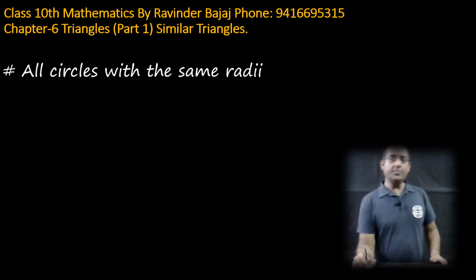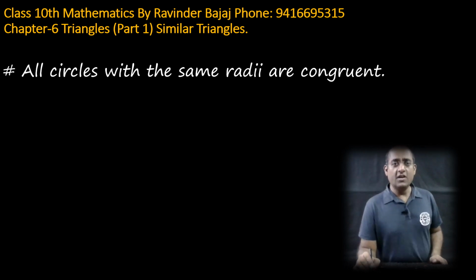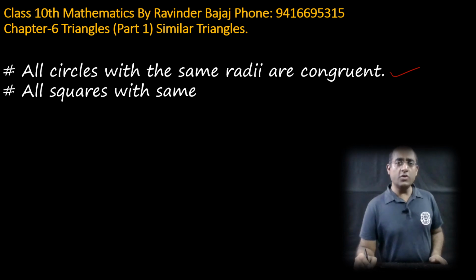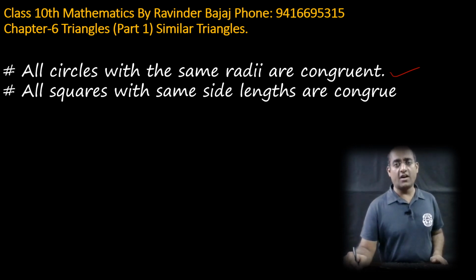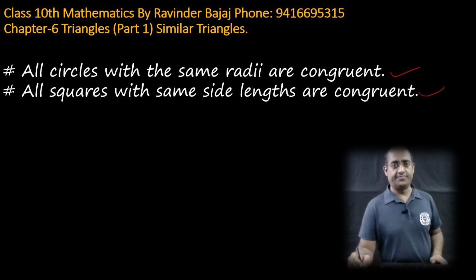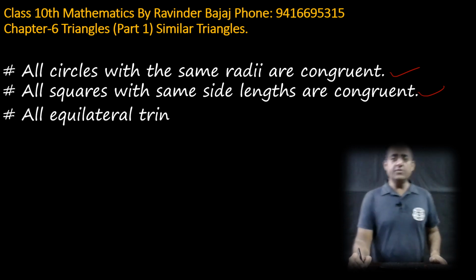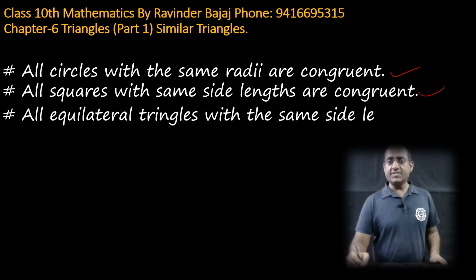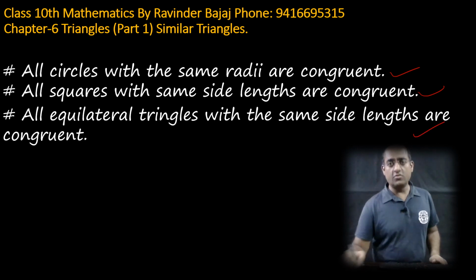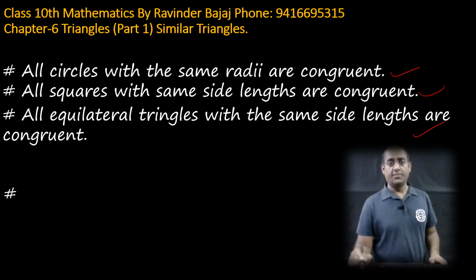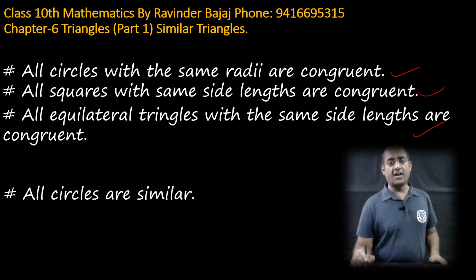So there are some important points. Remember these. All circles with the same radii are congruent. All squares with the same side length are also congruent. All equilateral triangles with the same side length are called congruent triangles. But all circles are similar.